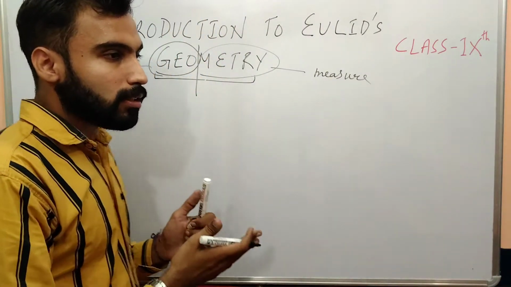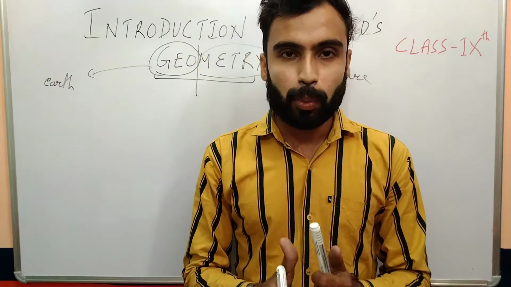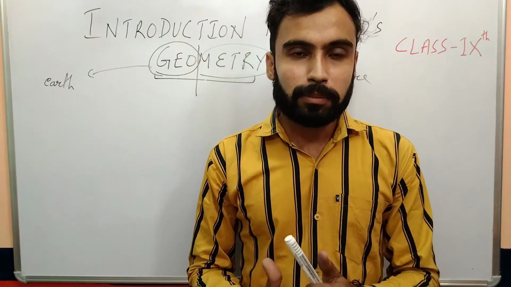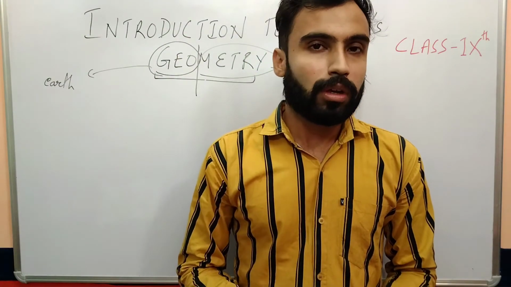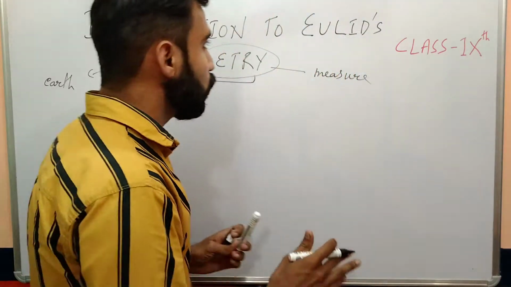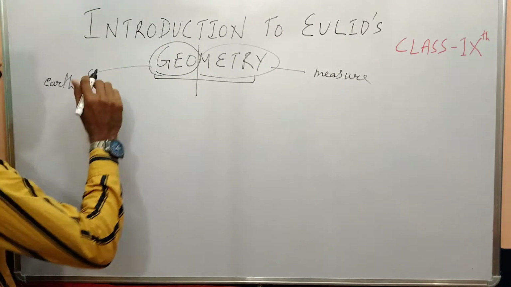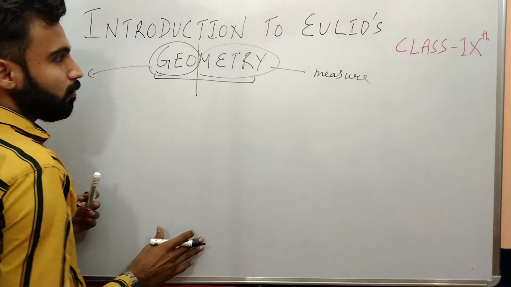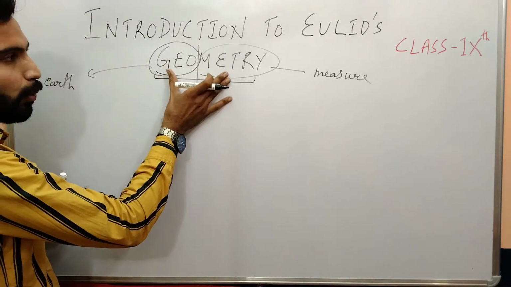So there are various mathematicians who have dealt with the various axioms and postulates related to measurement of the geometry of earth, right? So there's one scientist, or you can say a mathematician, who is discussing this geometry word.